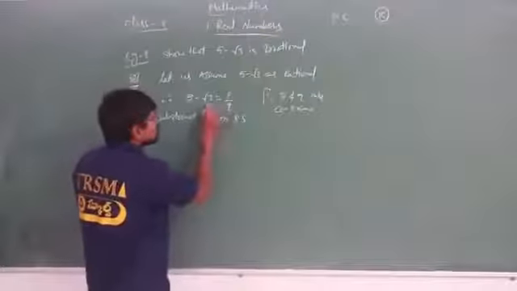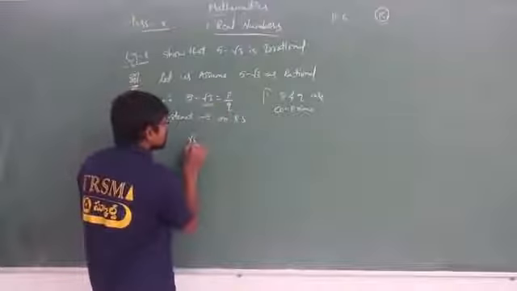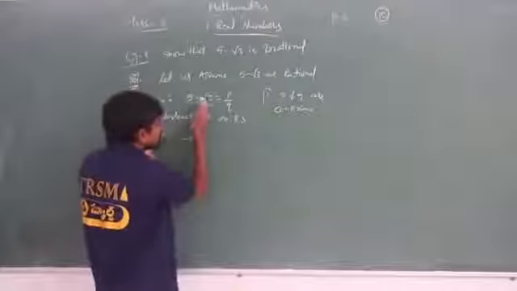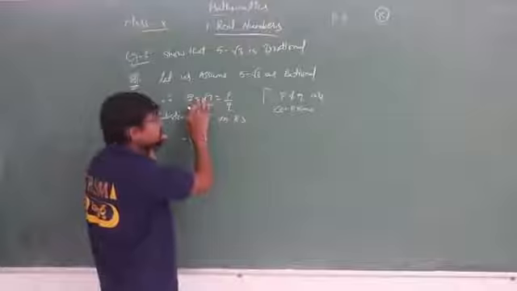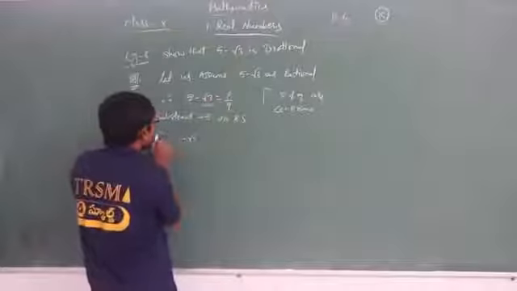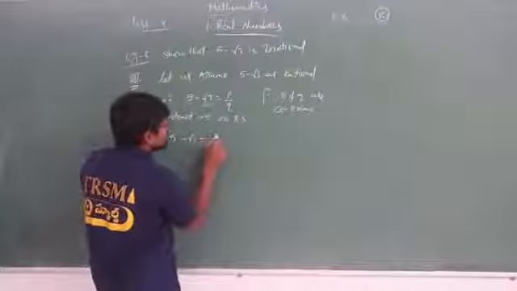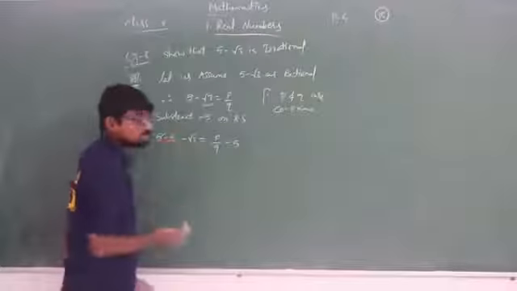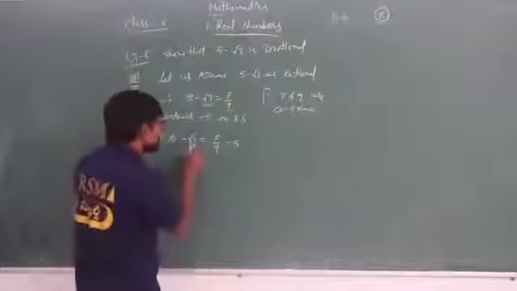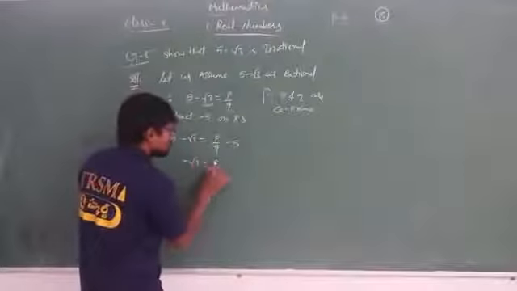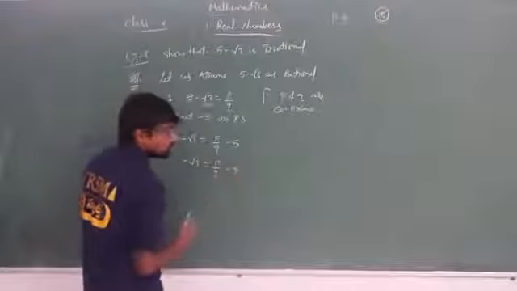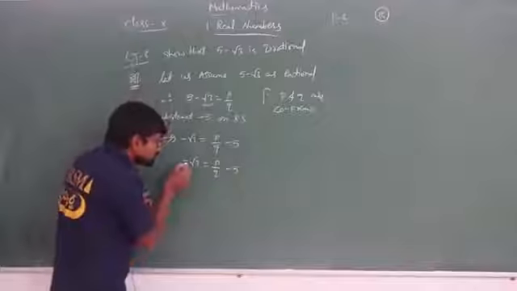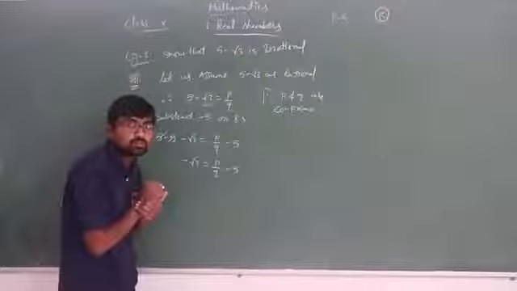So the root value is root 3. Root 3 is kept on the left-hand side with a negative symbol in front. Here plus 5 minus 5 equals P by Q minus 5. Plus 5 minus 5 will become 0. What is remaining? Minus root 3 equals P by Q minus 5. You can see we have a negative symbol in front of root 3.